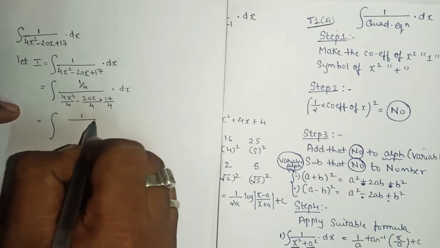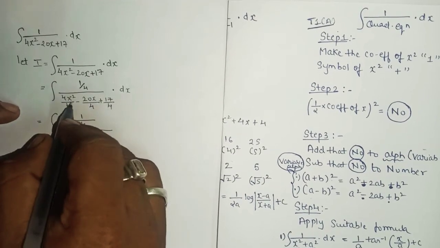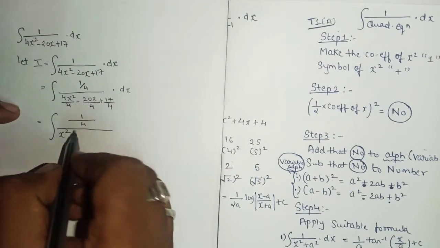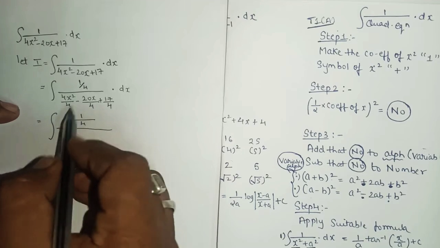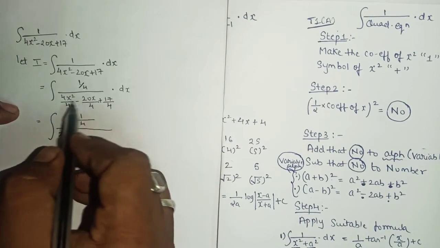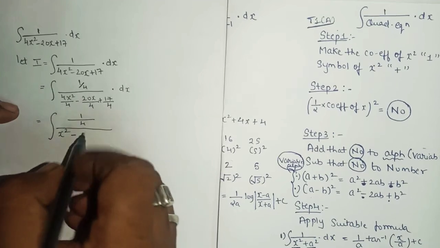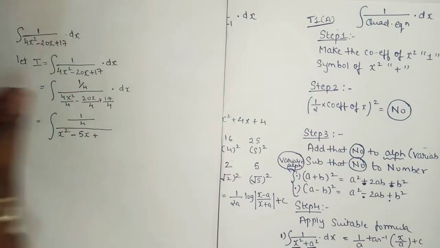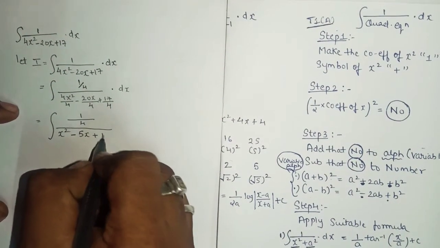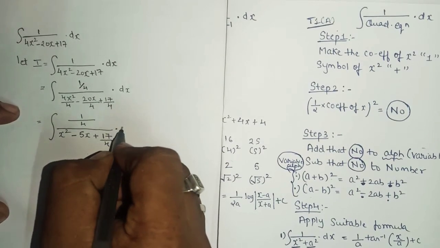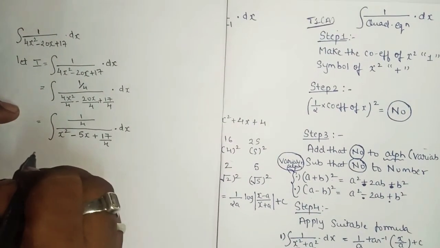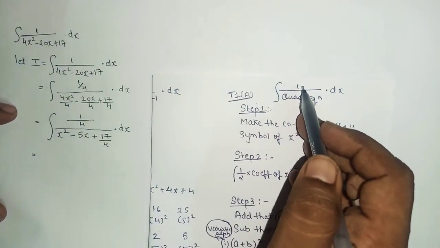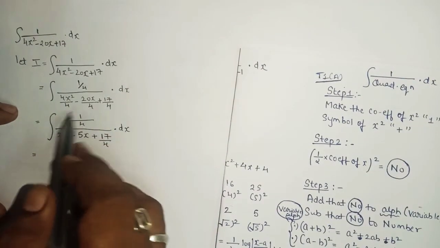Here clearly we can see that it is 1 upon 4, and 4 will get cancelled, so here you will get x square only. Here 20 upon 4 we can reduce, so you have to do this cancellation part. 4 fives are 20, so we get 5x. We cannot cancel the 17 upon 4, so we'll keep the 17 upon 4 as it is into dx. Now after this step, as per the rule, in the numerator we should have only 1, and here we have 1 upon 4.